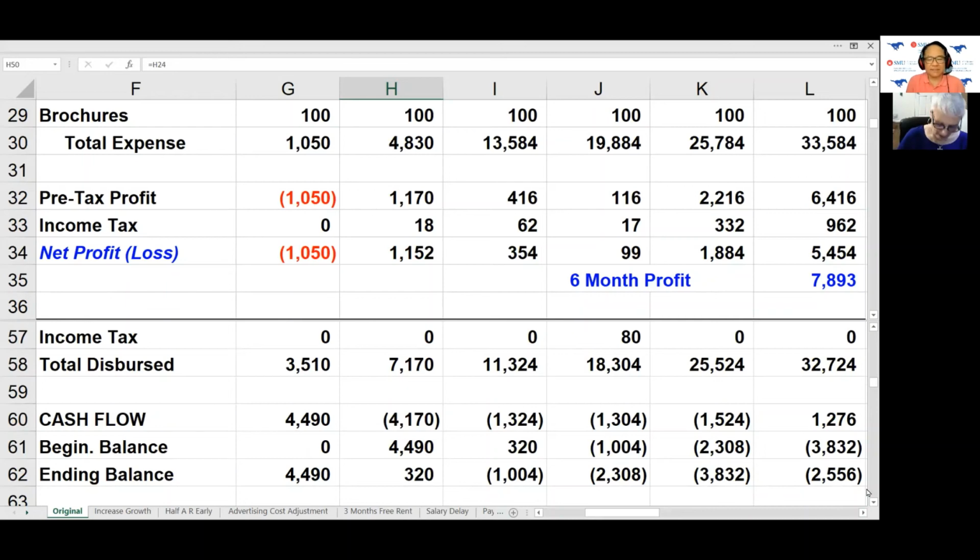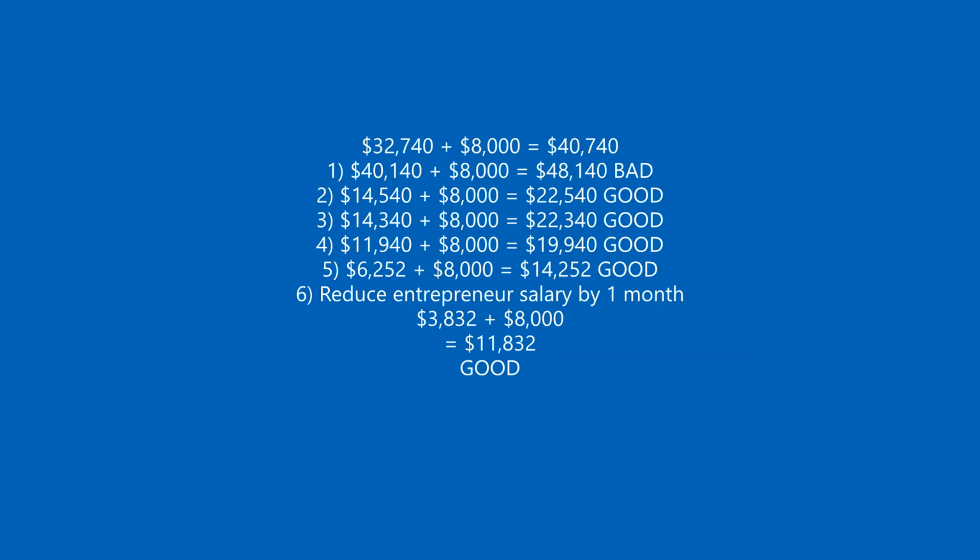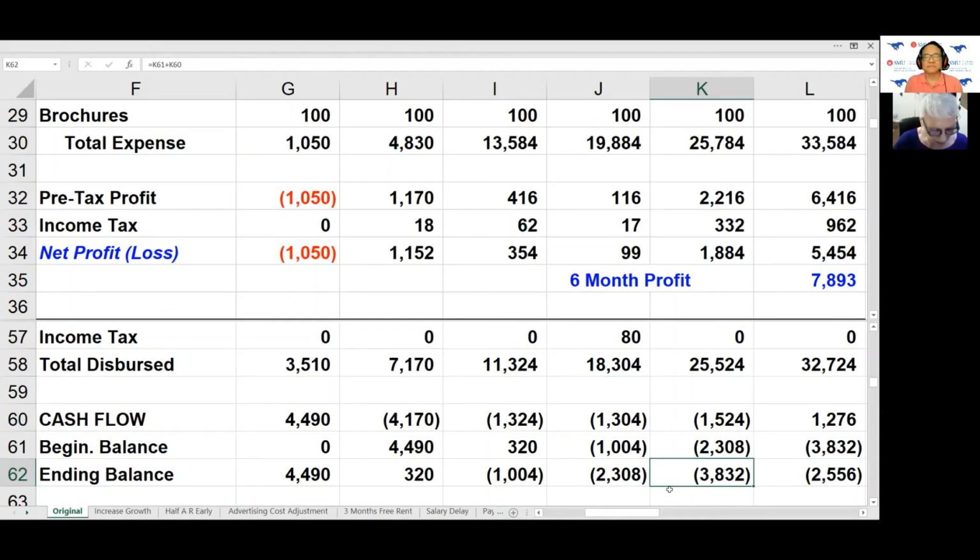Whoa. Our maximum deficit is in month number 5. It's $3,832. I like it. It worked. And we add that to the 8,000 the entrepreneur put in. Now we're down to $11,832. This is looking like it might be within our reach, but I bet we're not through yet.